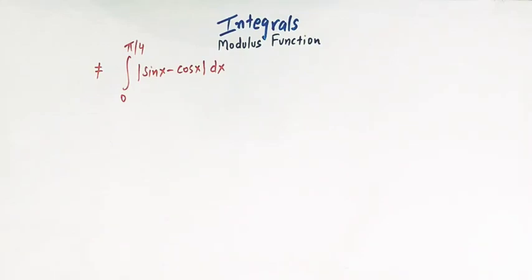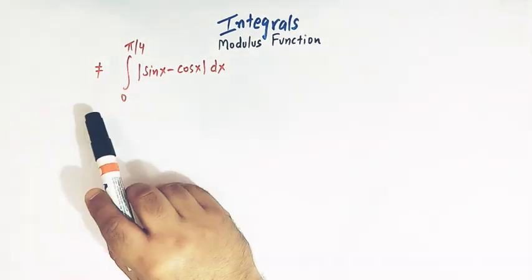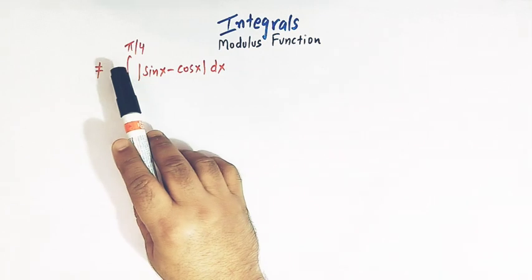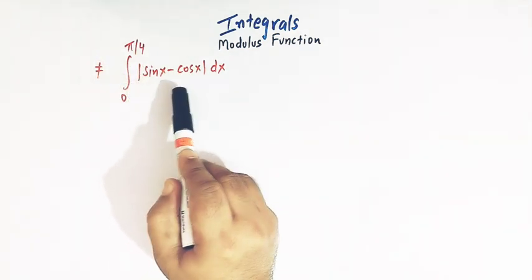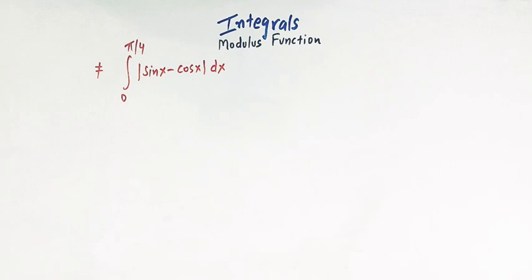Hello viewers, in today's class we are going to discuss one important conceptual problem from integrals involving modulus function. So here we are going to solve this integral from 0 to pi by 4, and the integrand is mod of sine x minus cosine x. This problem is going to be very useful for the beginners.